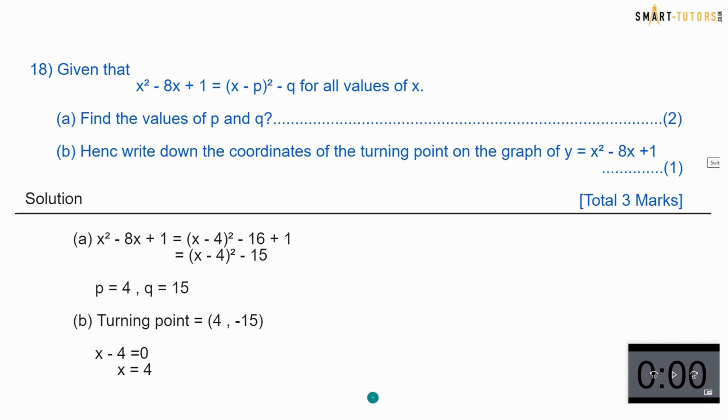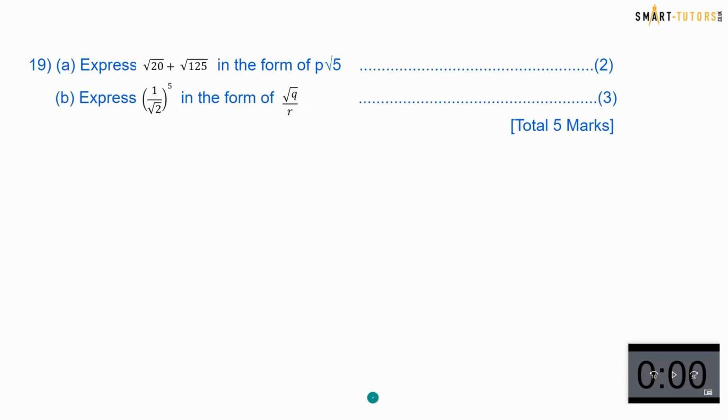Let's look at question number 19. Express square root of 20 plus square root of 125 in the form p root 5. It's a 2 marks question. And express 1 over root 2 to the power 5 in the form square root of q over r. That is a 3 marks question. Altogether it is a 5 marker.